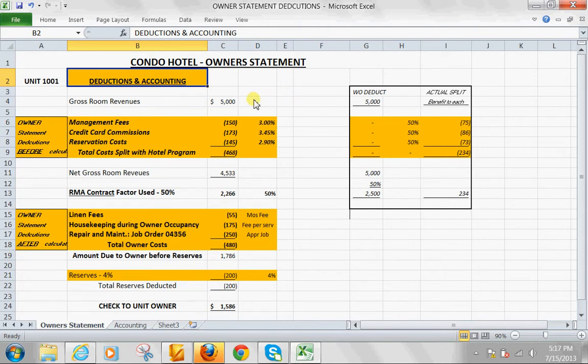The gross room revenues in unit 10001 were $5,000 for this particular month. And this RMA called for specific percentages of gross room revenue to calculate a management fee, credit card commissions, and reservation costs. They total $468, therefore net gross room revenues would be $4,533. And you would use your multiplier of 50%, apply it to that number of 4,533, and this is the amount of money that would be due to the unit owner before deductions after said multiplier.